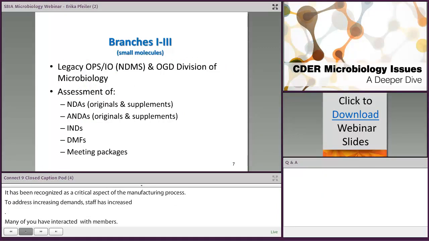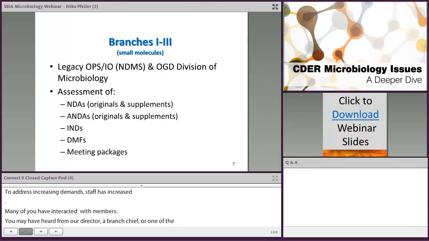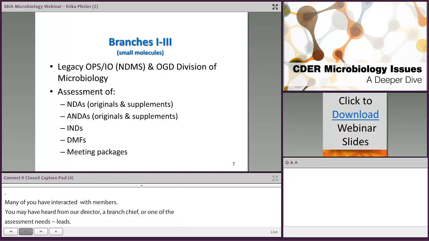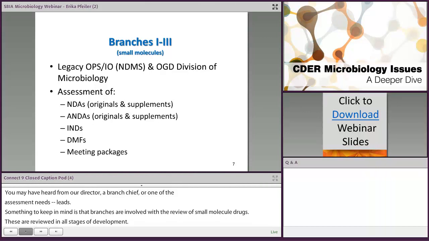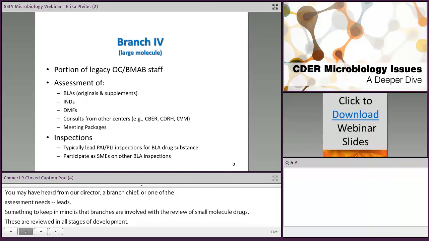Something to keep in mind if you interact with or hear from DMA, and that's that branches 1 through 3 of the group are involved with review and activities associated with small molecule drugs. These branches are involved in the review at all stages of development, from IND applications through new and generic drug marketing applications. This presence in the development process allows us to provide clear, consistent feedback to direct sponsors and applicants through the regulatory process as it concerns microbiology.